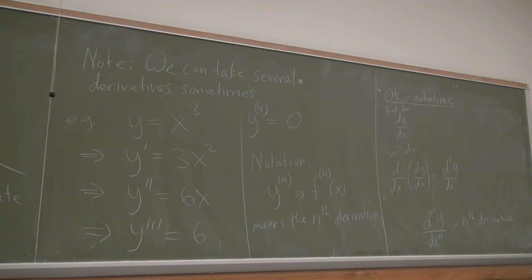Wait, why didn't you multiply dy over dx by dy over dx? Why didn't you just say d over dx? Let me talk about how the notation works a bit. Maybe that will clear up some confusion.